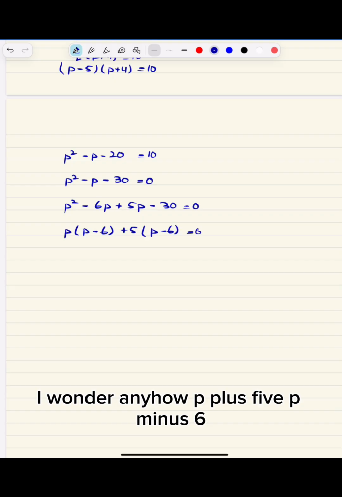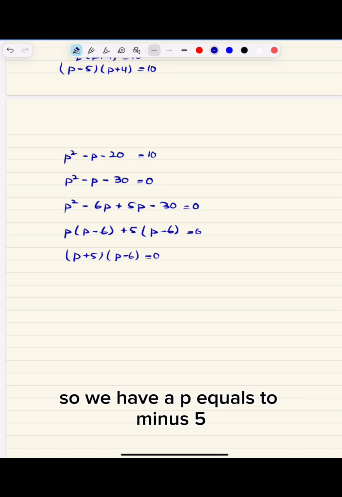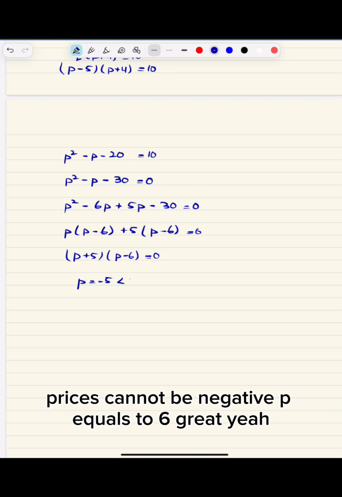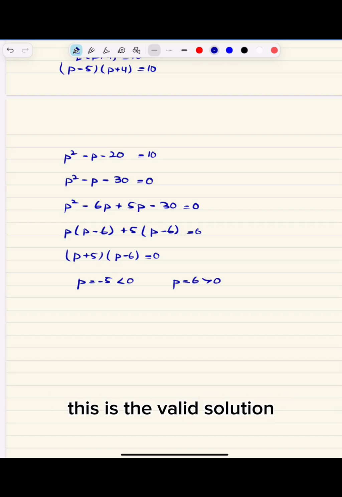So, (p plus 5)(p minus 6). So we have p is equal to minus 5. Prices cannot be negative. p is equal to 6. Great. Yeah, this is the valid solution.